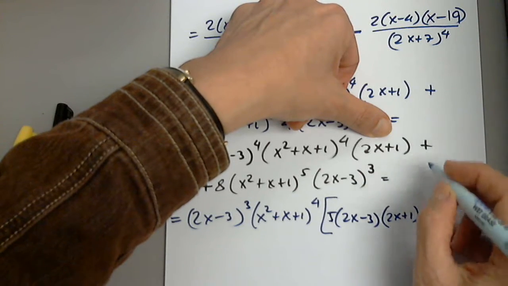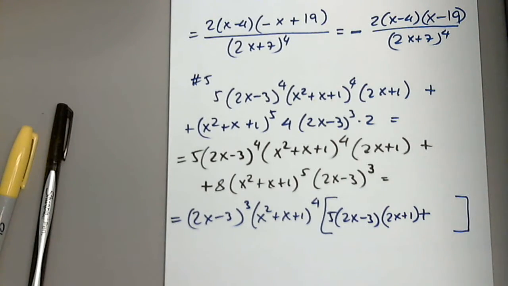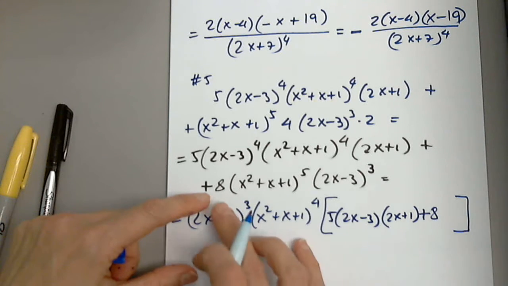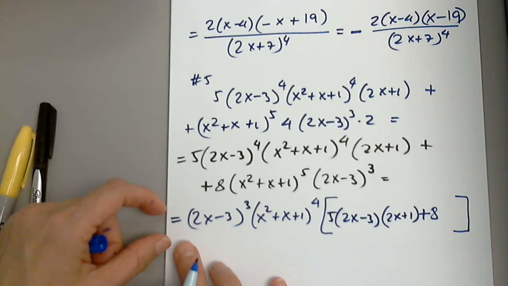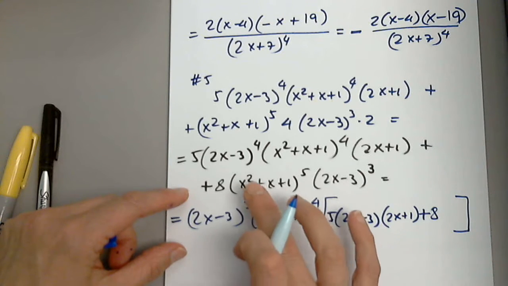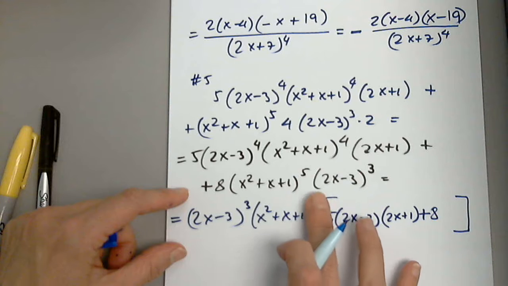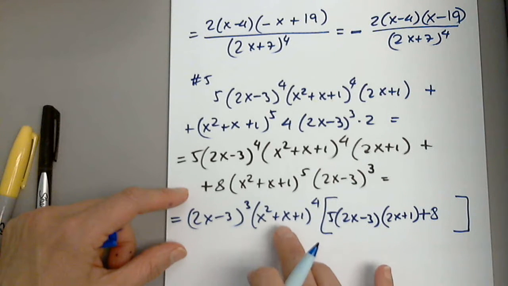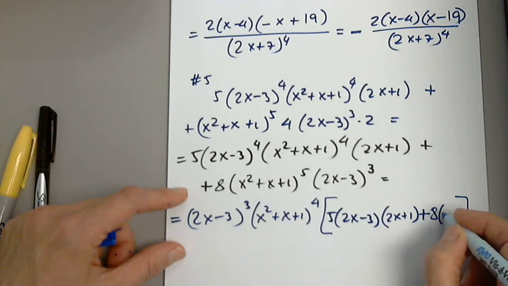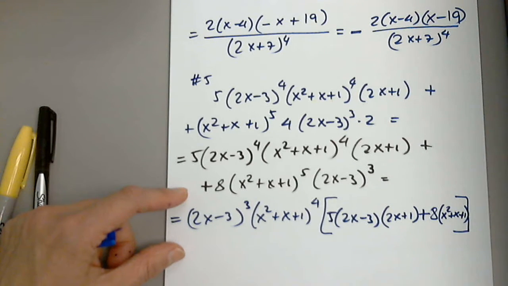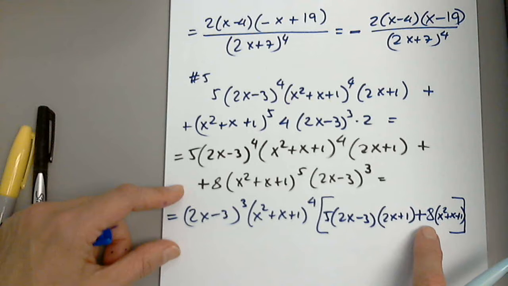Now I reach this symbol, which is this positive sign. 8 has to stay because I don't have an 8. I didn't take an 8 out. From x squared plus x plus 1 to the 5th, I removed 4 of those. So how many are still left? 1. So I have to have, sorry, I ran out of room, x squared plus x plus 1. Did you put the 8 in front of that? Yes? For the last one.